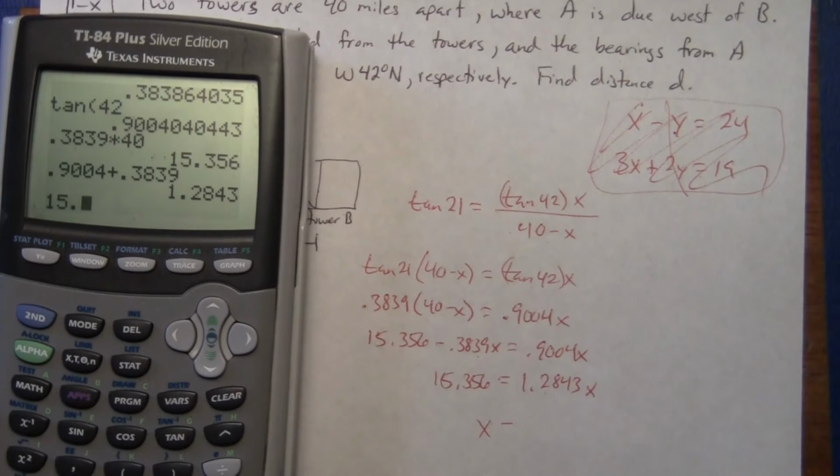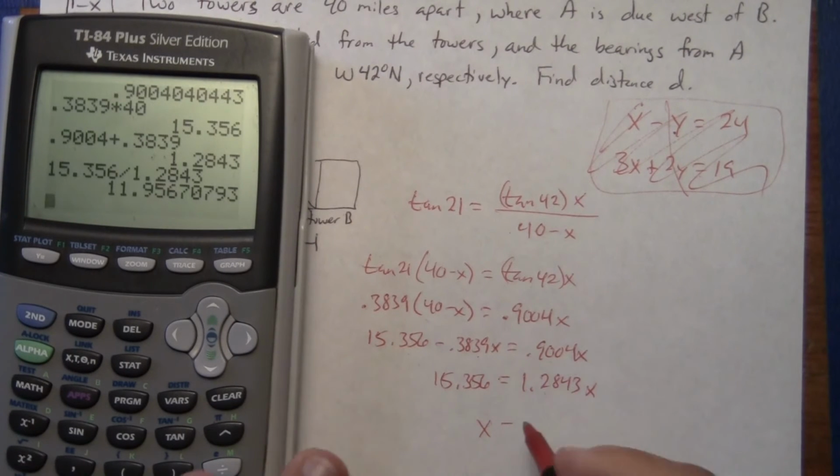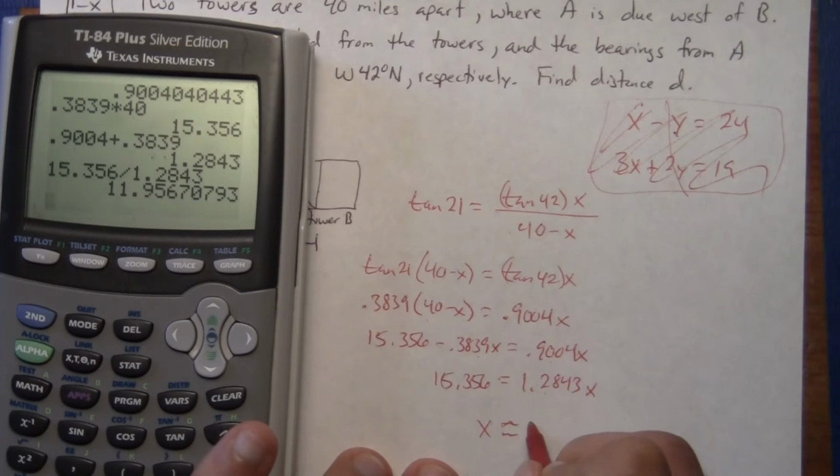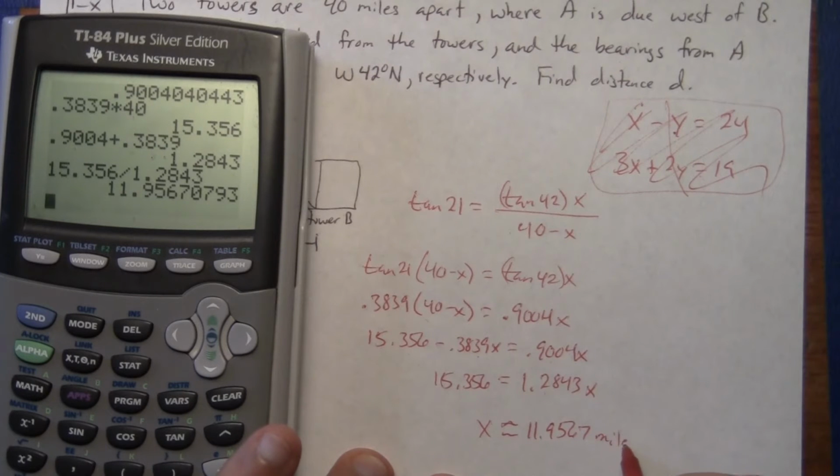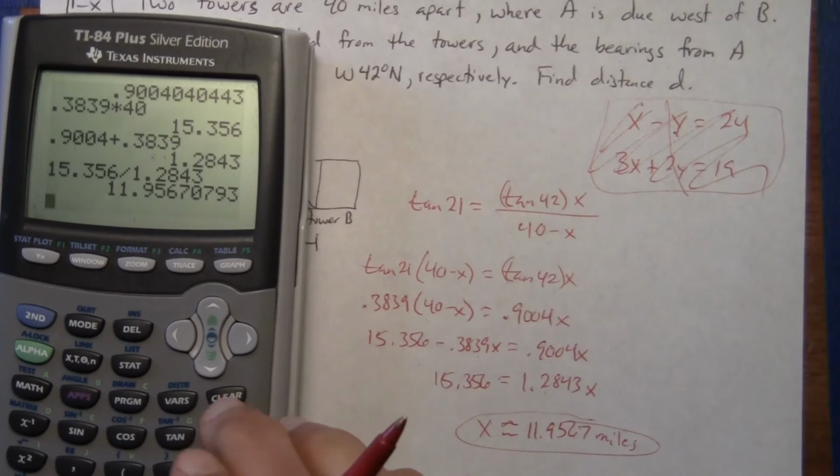So 15.356 divided by 1.2843, hit enter, and I'm going to figure out that x is approximately 11.9567. And we were talking about miles. And now what most people are going to do is say, okay, I've done all this work, I got my answer, thankfully I'm done. Well, not quite.